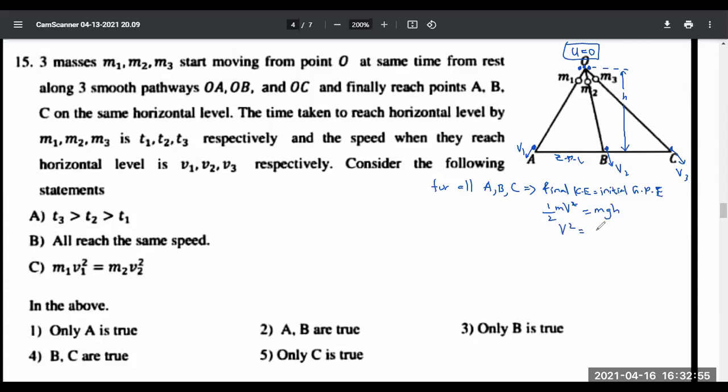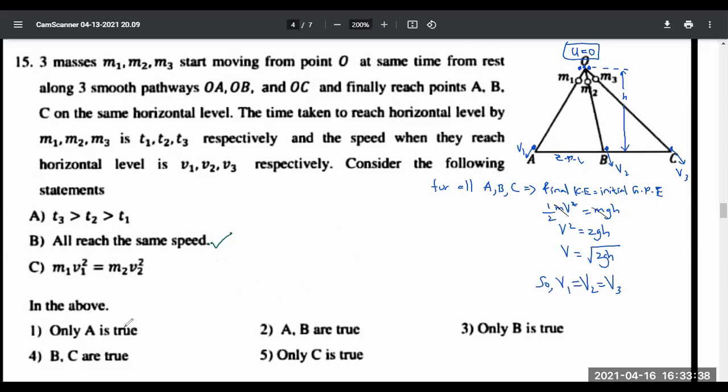Therefore, v squared is equal to 2gh, since m and m cancel off and the 2 goes up. Therefore, V will be equal to the square root of 2gh. For all A, B and C, the height is the same, and the velocity when they reach the bottom does not depend on the mass. So the conclusion is V1 equals V2 equals V3. All three are equal, so all reach the same speed. That is correct. Hope you all understood that. You can decide this based on the energy principle.